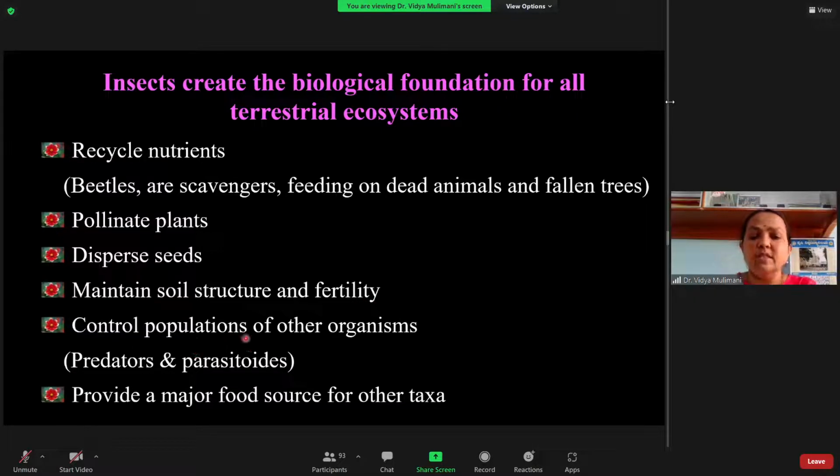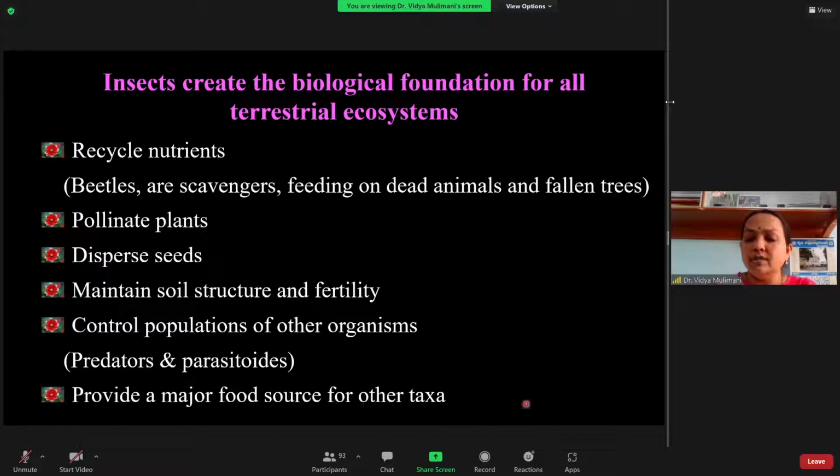And then you have the control of the population of other organisms. Mainly it is predators and the parasitoids, because we have many insects which are causing damage to our crop. Whether it may be field crop, horticulture crop, or in storage, okay. They can be managed by using another insect which is doing the job of predation or doing the job of parasitism, okay.